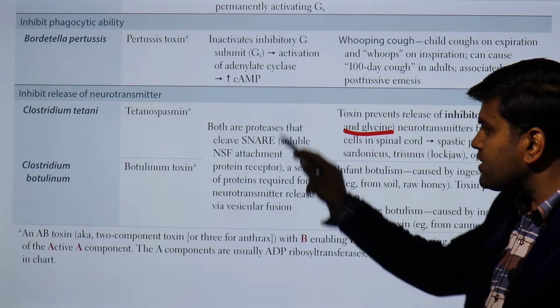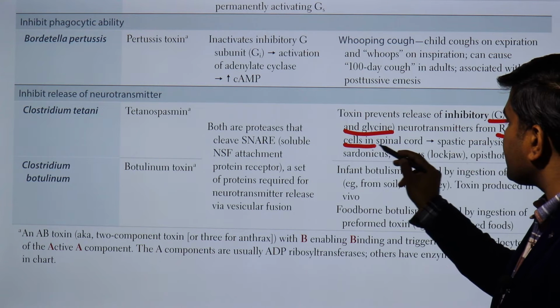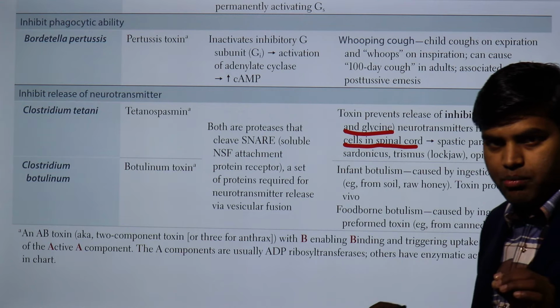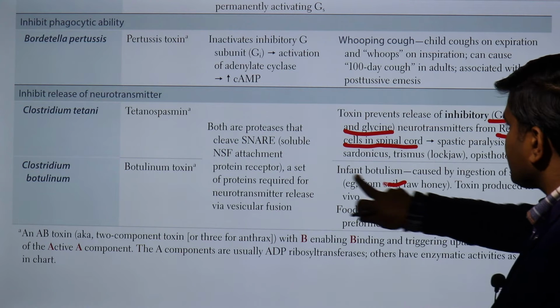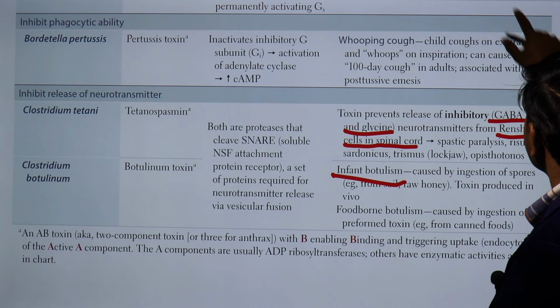This tetanospasmin cleaves the SNARE protein in the Renshaw cell in the spinal cord. You have to remember this. This is very important from the USMLE point of view. This Renshaw cell, you can see this Renshaw cell.